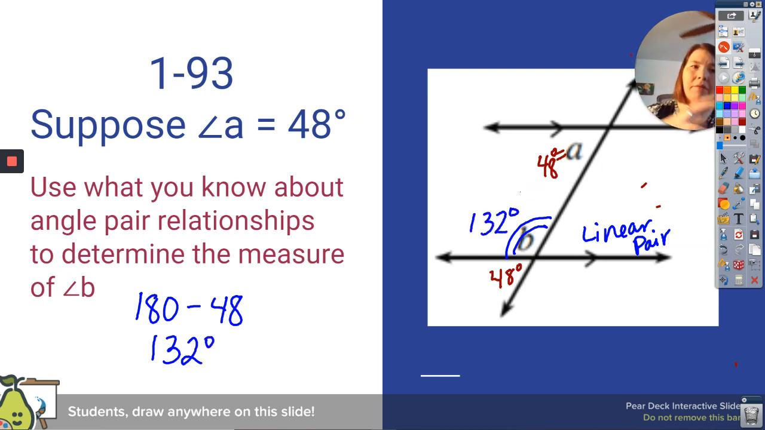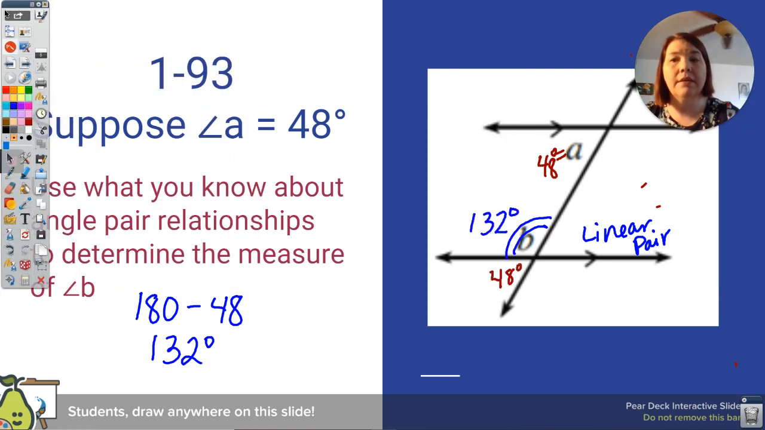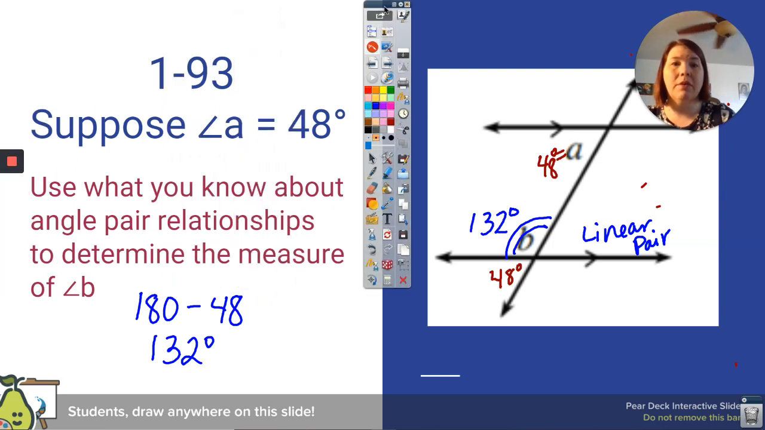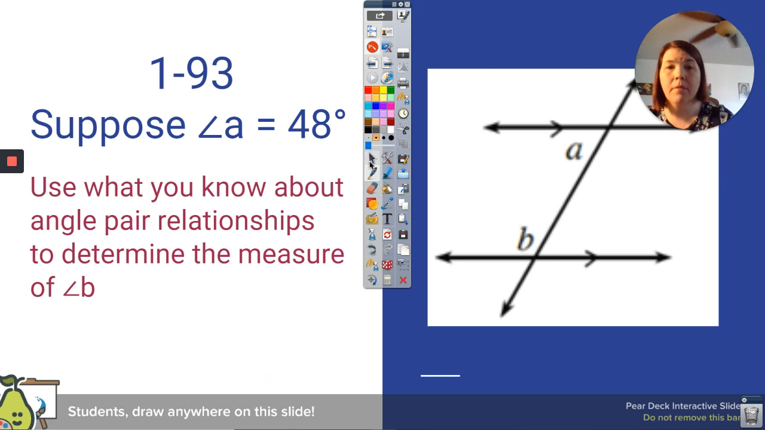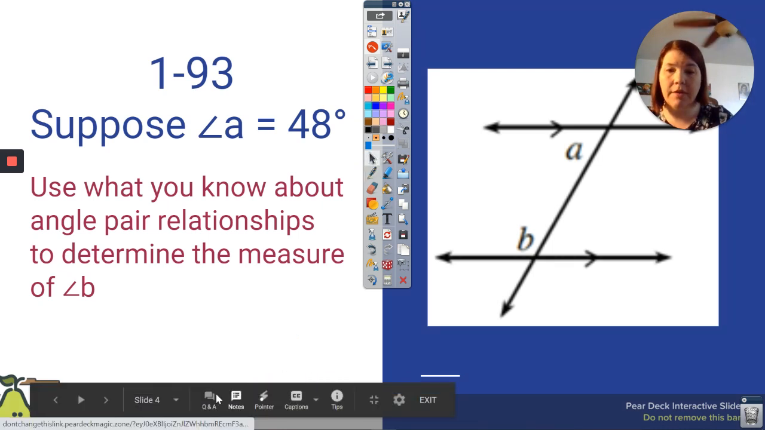So that's the idea. I'm using some relationships I already know. In this case, parallel lines cut by a transversal, corresponding angles, linear pairs, and vertical angles. Those are the ones I've used so far to try to find the missing angle. So with that in mind, let's see if we can do the next ones on our own. Go ahead and try this next one.